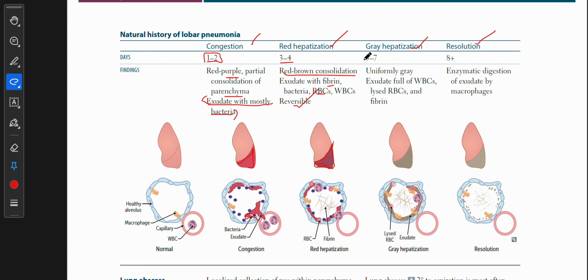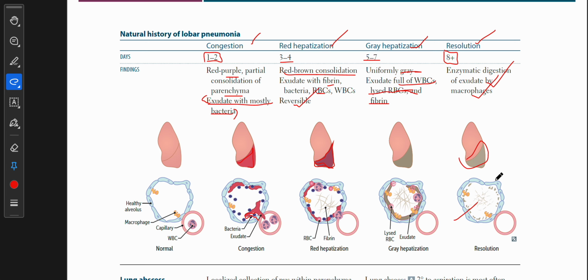Gray hepatization occurs 5 to 7 days later. It is uniformly gray, and the exudate is full of WBCs and lysed RBCs, because now the RBCs are degraded by macrophages, and then fibrin. At 8 plus days, it will lead to resolution, that is enzymatic digestion of exudate by macrophages. This is the figure right here. In resolution, there is a lot of fibrosis that can occur.